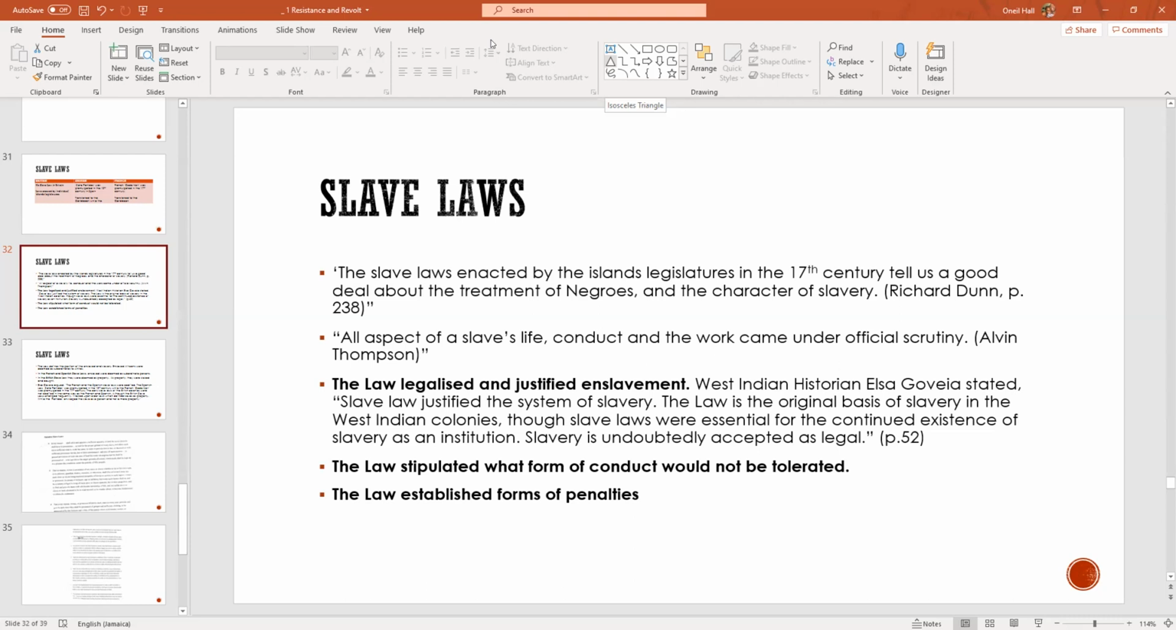So if we look at the slave laws, we see that every single aspect of the enslaved people's lives came under scrutiny. You have studied the slave laws. What aspects of their life, their conduct, and their work came under scrutiny? Tell me. Recap what the slave laws tell us about how life and work operated, and what conduct was expected.